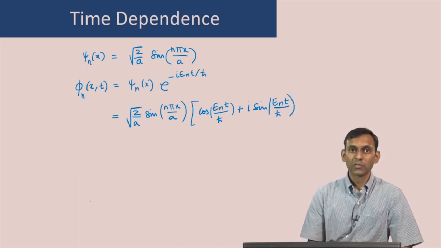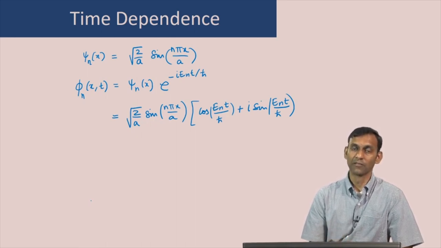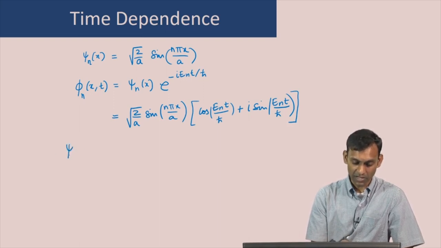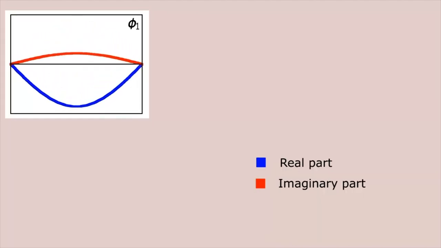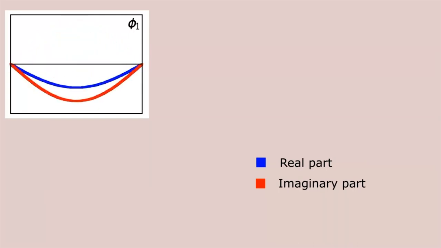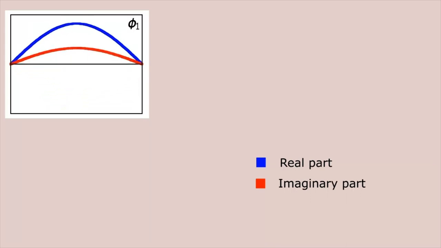So, let us look at how the probability density of this wave function evolves in time, and we will also look at how the probability density of a wave function, which is a linear combination of two eigenfunctions, evolves in time. You see here the wave function corresponding to the lowest eigenfunction of the particle in a box, and in particular you see the time evolution of this wave function. The real part of this wave function is shown in blue and the imaginary part is shown in red.